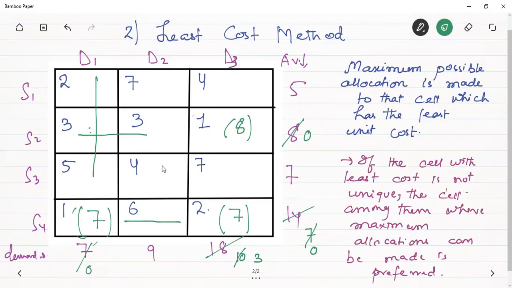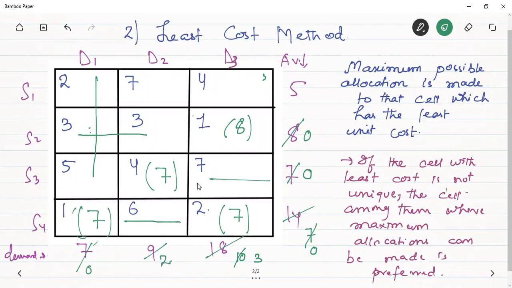जहाँ पे clash आता है we have to see maximum allocations कहाँ पे possible है. यहाँ पे okay, इस cell में क्या था? 3 allocations were possible, but here 7 allocations are possible. Therefore this will be allocated. The supply of S3 has exhausted, therefore this cell won't be further counted. यहाँ पे बचा क्या? Demand of 2 units is still there.